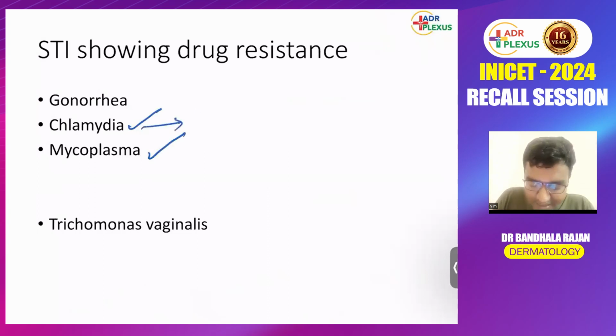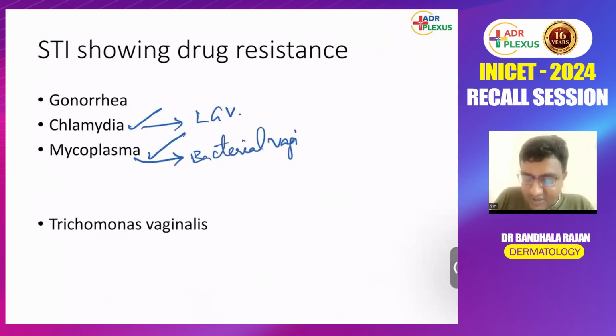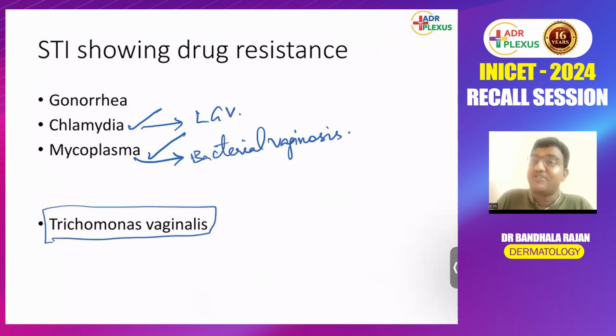You know, chlamydia leads to LGV. Mycoplasma leads to bacterial vaginosis. These things also can show drug resistance. Apart from this, even Trichomonas vaginalis can lead to drug resistance, which leads to vaginal discharge.